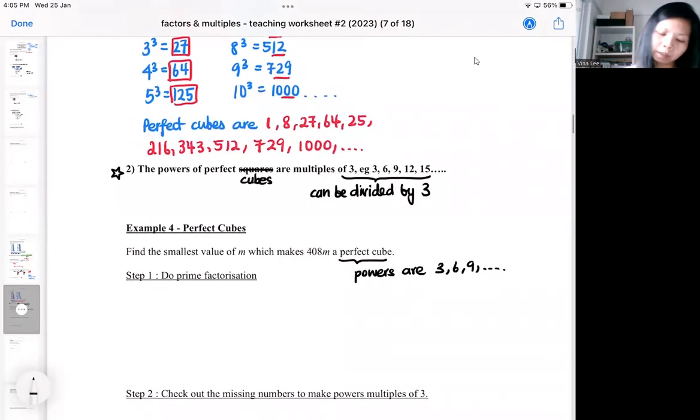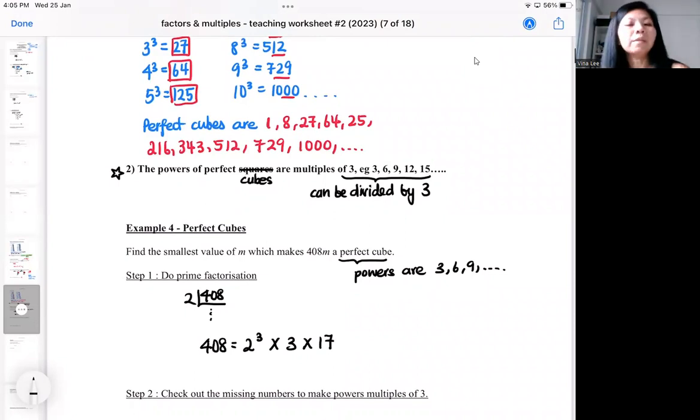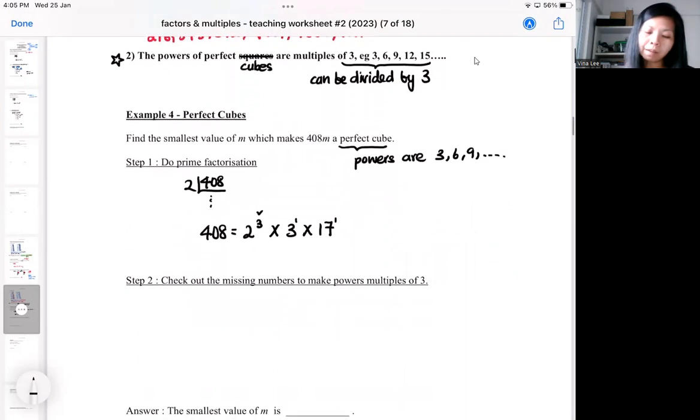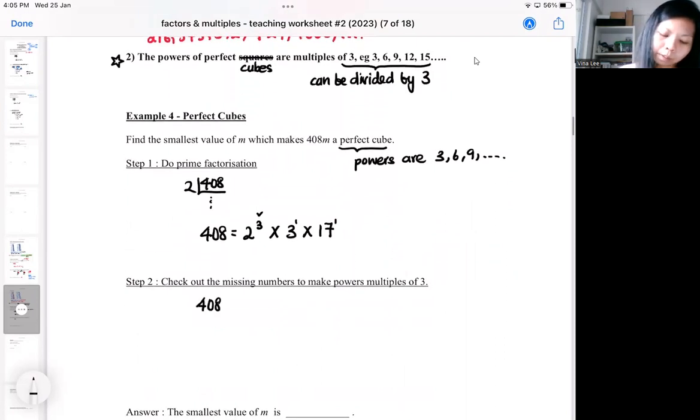Okay, so first of all, same thing. Do your prime factorization first. Do your prime factorization and achieve the index notation. And after the prime factorization, again, you explore. Do you have any of the powers that can be divided by 3? Yes, this one can be divided by 3. But the rest of them, the power doesn't seem to be able to be divided by 3. So I'm going to multiply numbers.